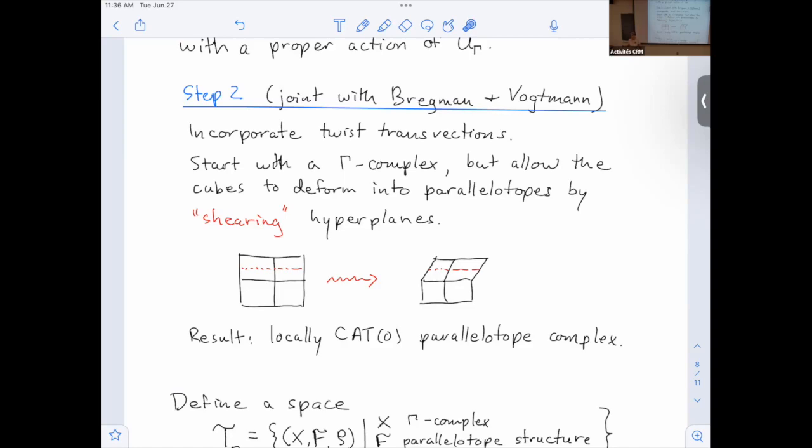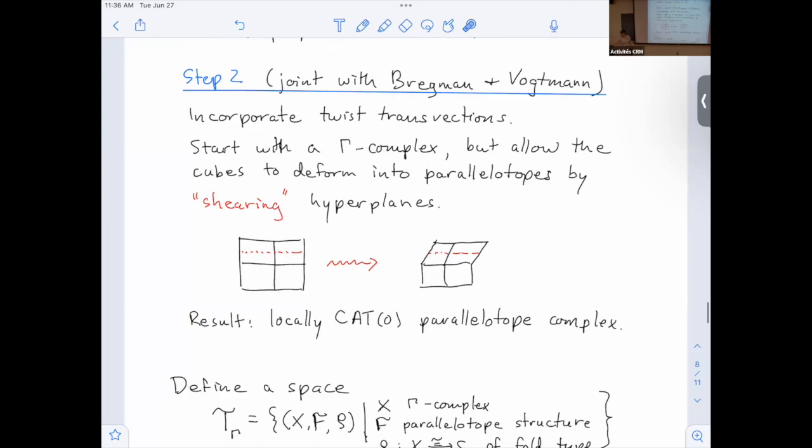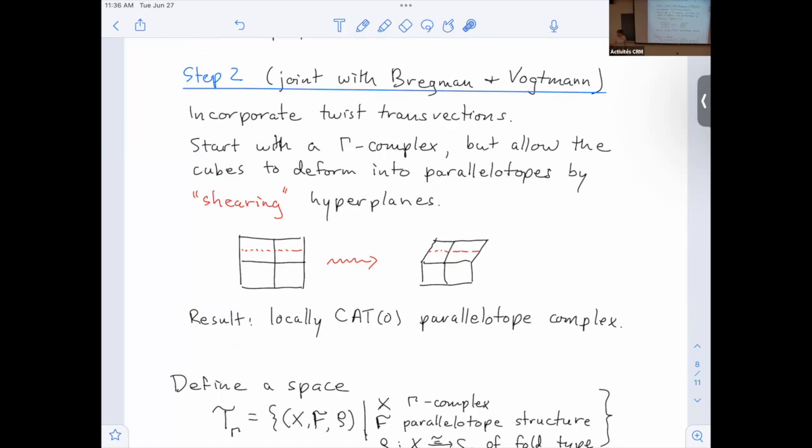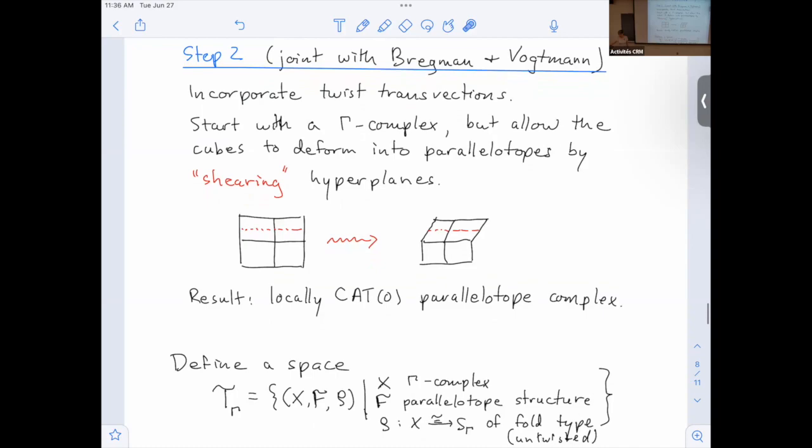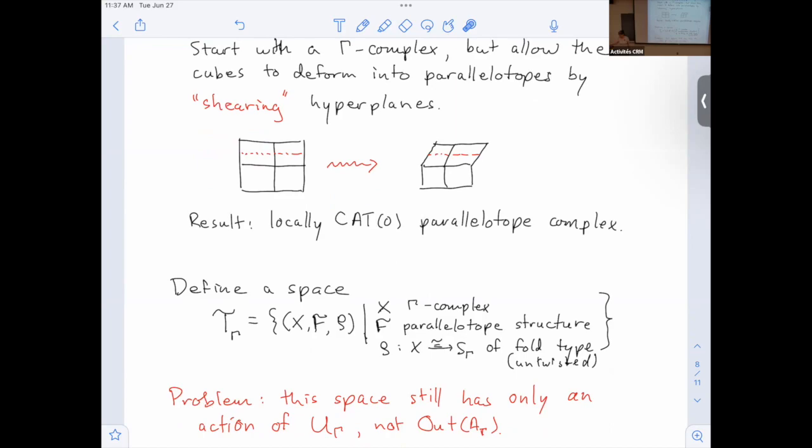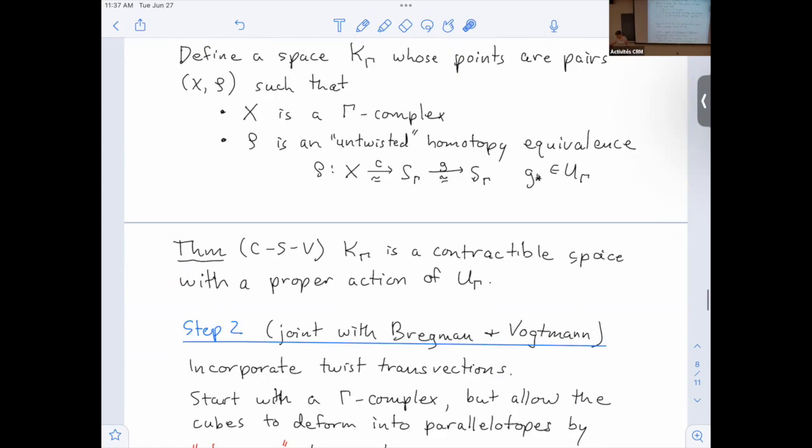So that's what we allow. We allow this, and I'll call it a CAT(0) parallelotope complex. It still has this structure made up of cubes, but now they've been skewed, so they're parallelotopes. So that's what we do. And we, in fact, define a space. Let's remember what our original space was back here.